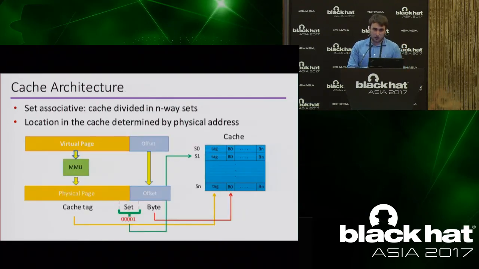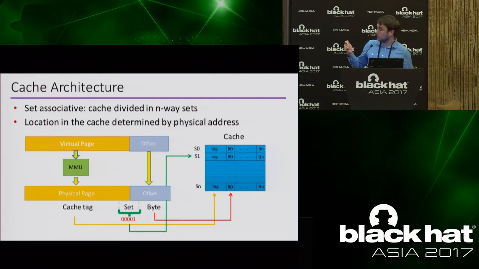So having identified our target, let's try to see how it works. How do caches work nowadays? Mainly we have set associative caches. That means that caches are divided into equally sized partitions called sets, and the location of a particular memory block in the cache is going to be decided by the physical address.